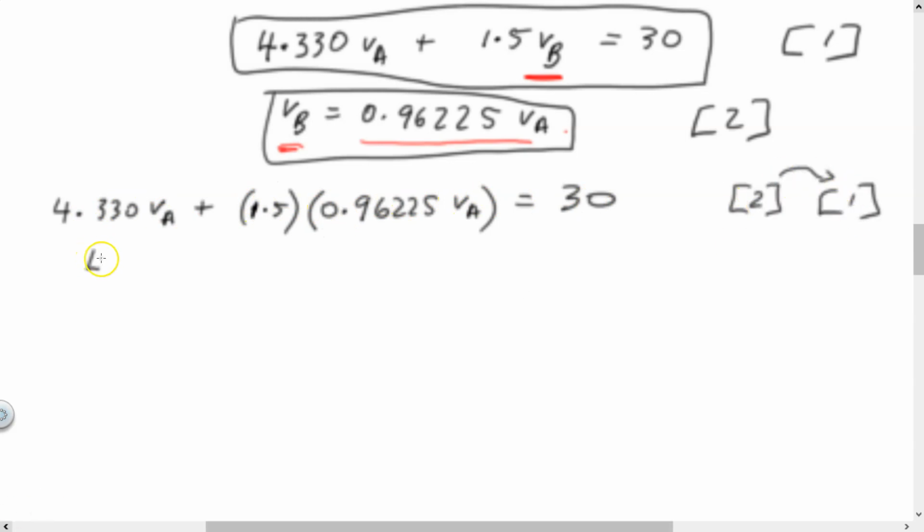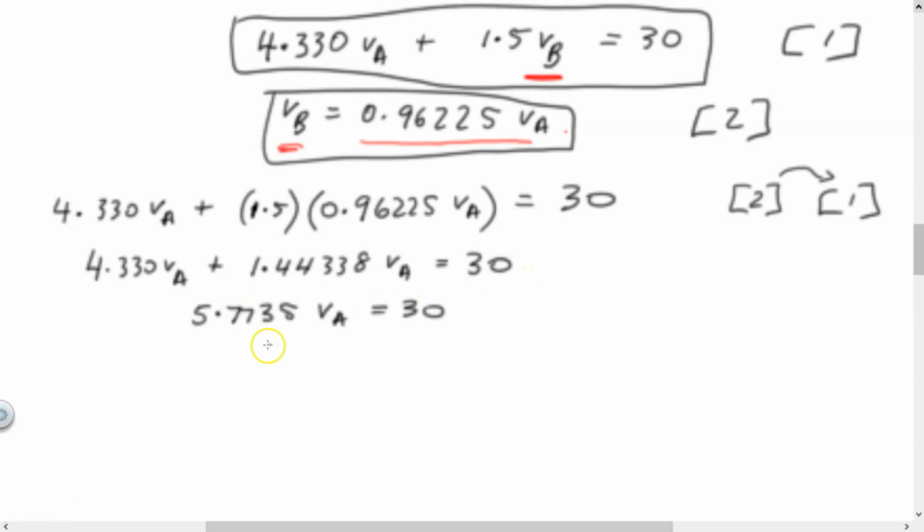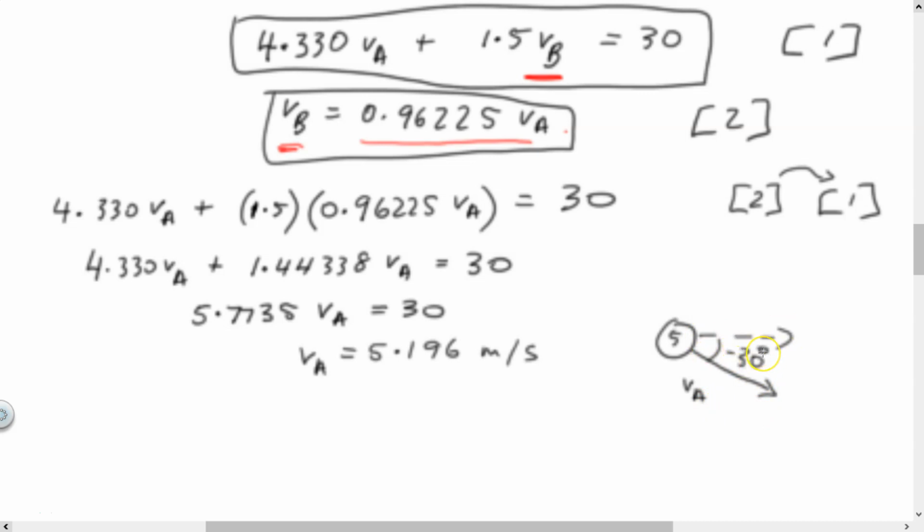This gives me, and then I'm going to combine these like terms and then rearrange and solve. So that means the final velocity of the first ball is 5.196 meters per second at an angle of 30 degrees below the x-axis.